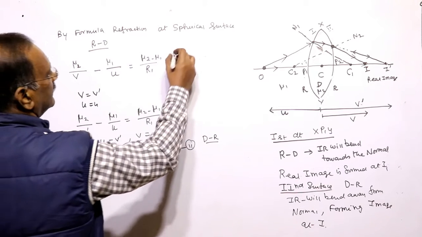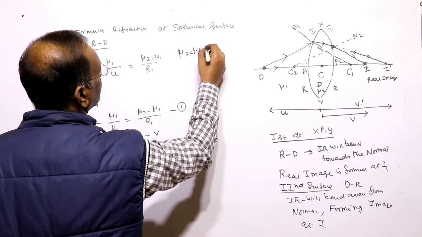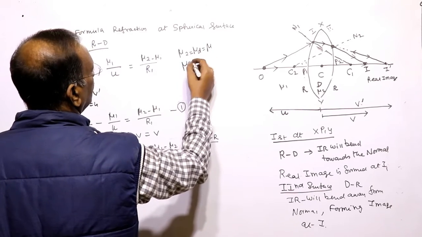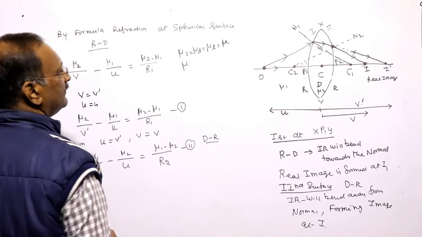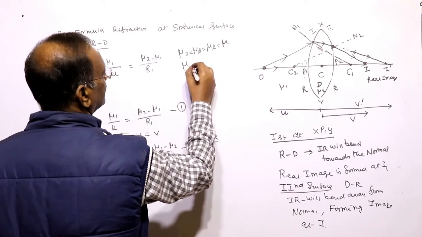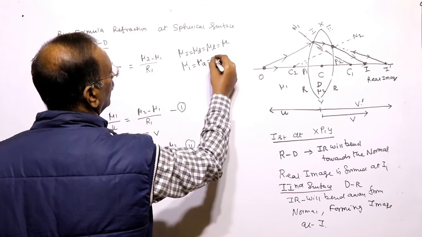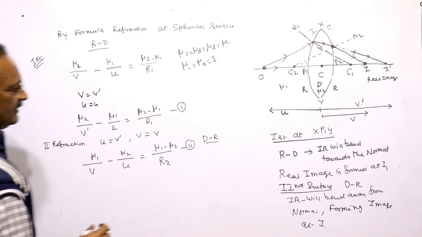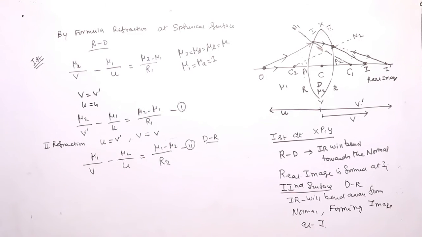So mu2 is the refractive index of the denser medium, which we can say is mu, the refractive index of the lens. Mu1 is simply the refractive index of the medium. For the first surface it is the refractive index of air, which is equal to 1. This we can consider now. This is equation number 2. Adding equation number 1 and equation number 2.